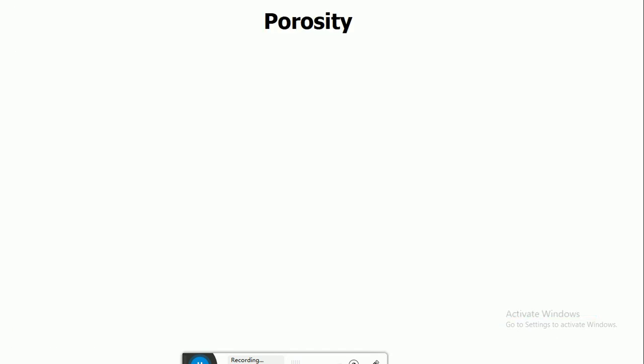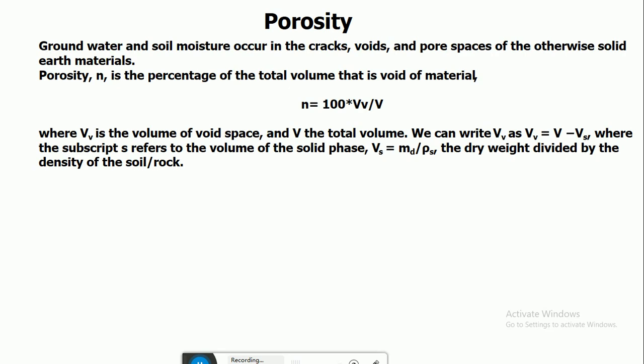Next, we will consider porosity. Porosity is a very important term to understand the mysterious behavior of groundwater. Generally, groundwater and soil moisture occur in the cracks, voids, and pore spaces of the otherwise solid earth materials. Porosity N is the percentage of the total volume that is void of material. If N is the porosity, the simple formula is 100 multiplied by void spaces over total volume of the rock.